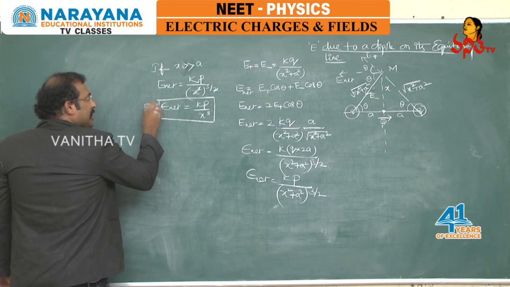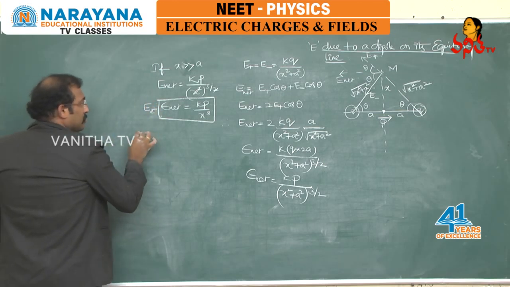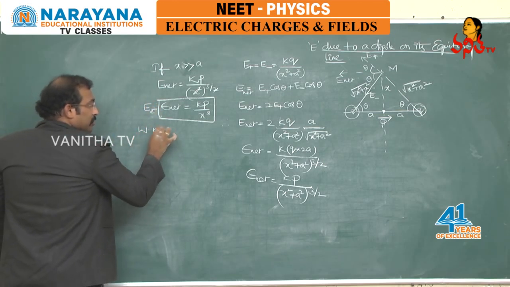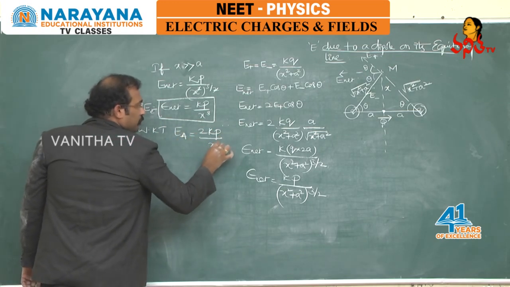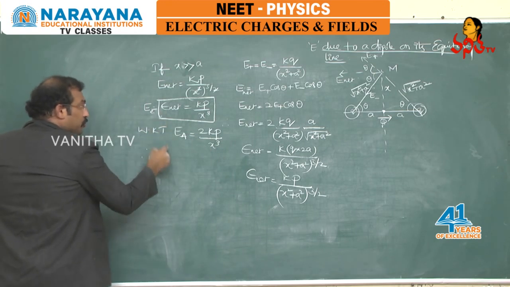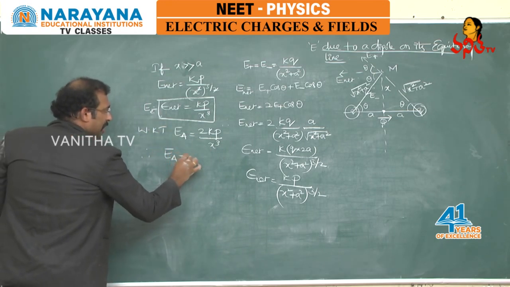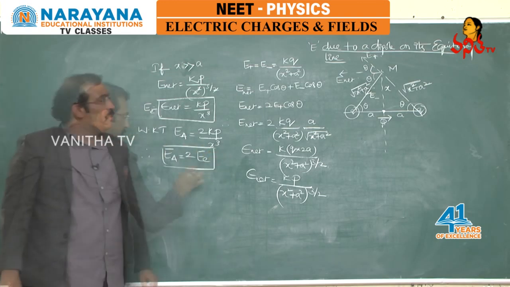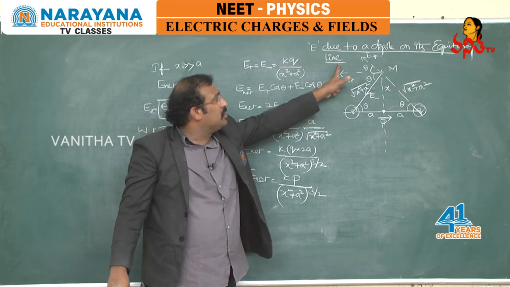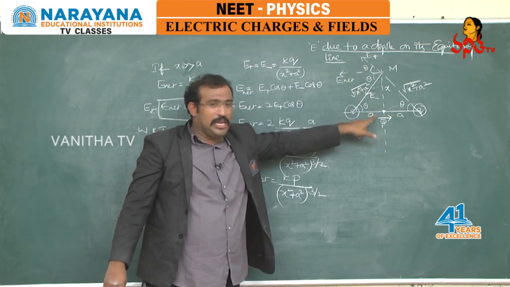Now I am representing this as the field on the equatorial line. We already know that the electric field on the axial line is 2kp by x cubed. So from these two we can write that the electric field on the axial line is 2 times the electric field on the equatorial line. So this is the electric field due to a dipole on its equatorial line.